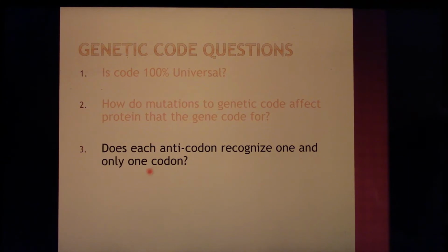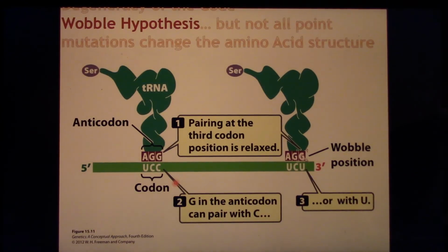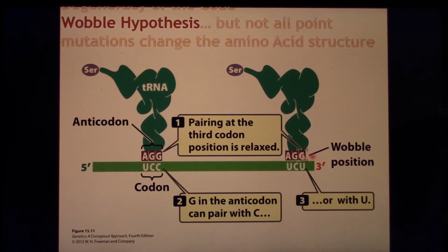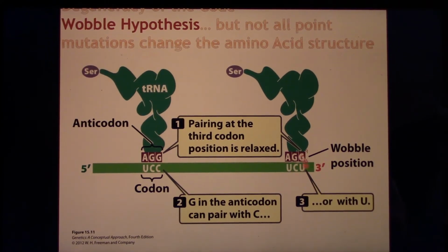Does each anticodon recognize one and only one codon? What is an anticodon? Well, you should know. It's in the tRNA, and it is anti, or opposite, of the codon. So it's a tRNA and messenger RNA interaction between the codon and the anticodon. The third position of the codon, which is the first position of the anticodon, can be different. So G doesn't usually go across from U, but we have something called the wobble hypothesis.